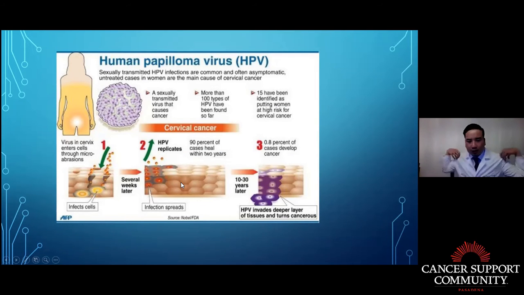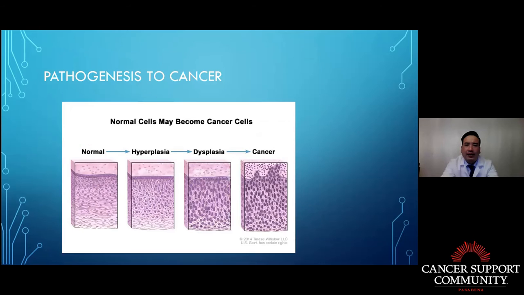The virus takes over cells, takes over their host machinery, starts to make its own proteins, and can spread. 90% of cases heal within 2 years. So 10 to 30 years later, about 0.8% of cases can develop into cancer. So it tells you that even though 90% of the cases heal, some patients may still carry the virus and can develop cancer. And it's a balance between immune system and cancer. We actually see some patients, as they get older, the chance of developing these cancers goes a little bit higher.